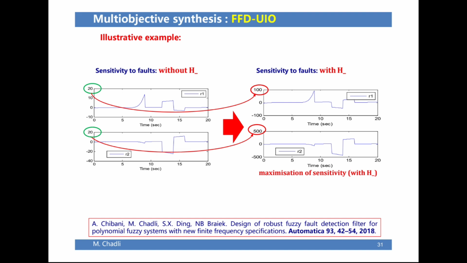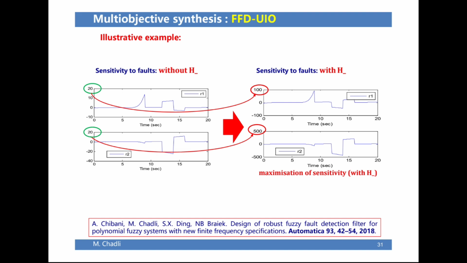In addition, as shown above, for many applications there is no solution if the finite frequency domain approach is not considered. So not only does the unknown input observer exist because we use the finite frequency domain, but we can also improve the sensitivity to faults by maximizing the parameter beta. We can do the same for the rejection of the disturbance by minimizing the parameter gamma, but the simulation is not given.